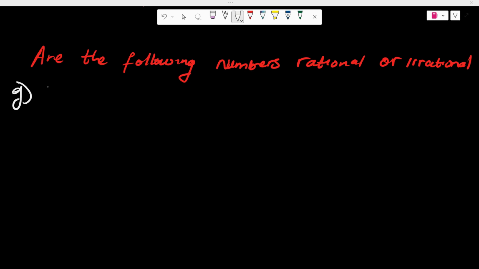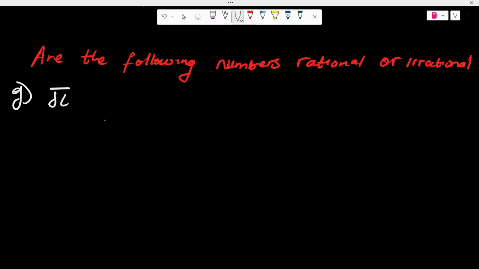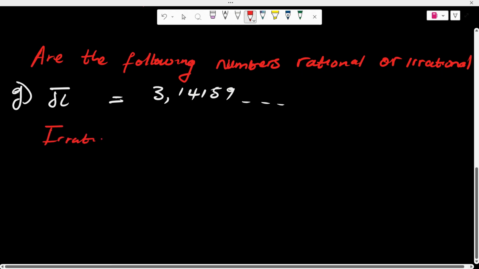Let's take pi for instance. Is it a rational number or an irrational number? When you punch pi into the calculator, we get 3.14159, and it continues like that. Pi is also a continuous number, and this only means it cannot be expressed as a fraction. So we know whenever we cannot express a number as a fraction, it means it's an irrational number.